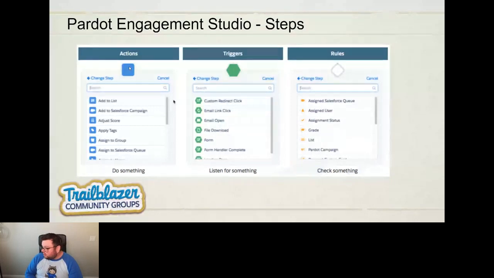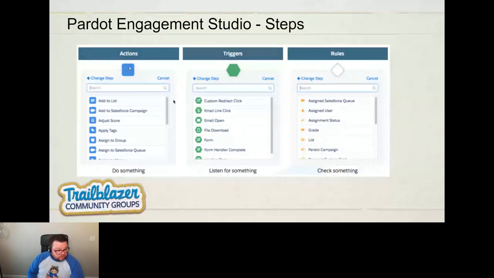And the third one here is called rules. So this is looking at specifics of this prospect within either Salesforce or Pardot. It's going to be an evaluation step, like, are they assigned to this specific Salesforce queue? Yes or no? Are they assigned to this user? Yes or no? Are they a member of this list? Yes or no? Pardot campaign? Yes or no? Etc.